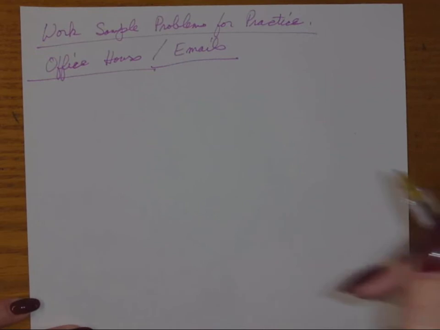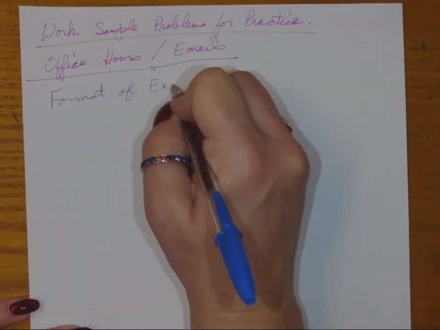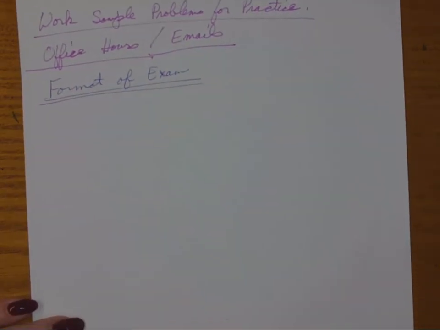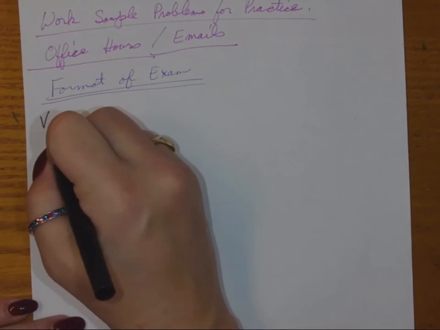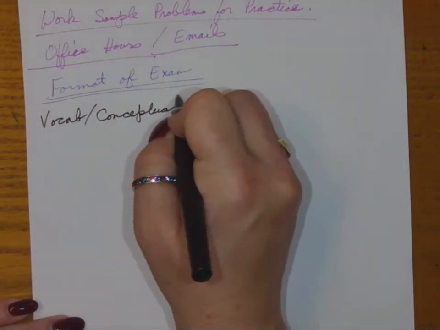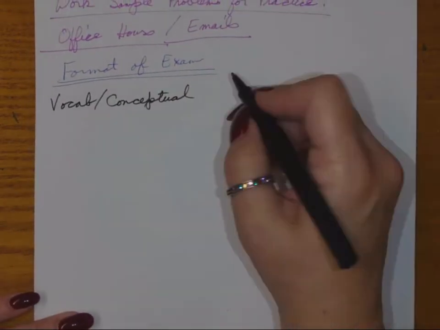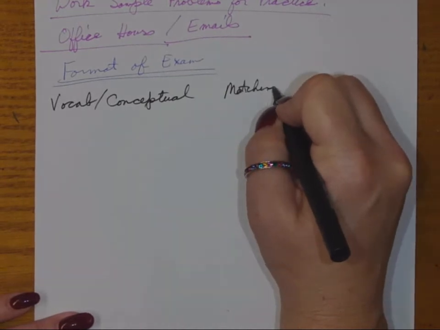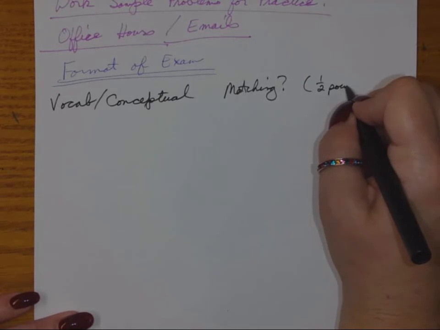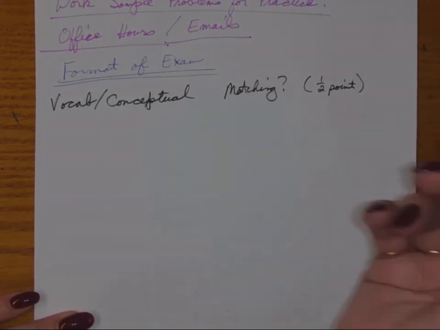Now, format of the exam. On this first test, because it's vocabulary and conceptual questions, I tend to have a variety of questions on the test. For instance, I might have a matching section. If I do, those are worth 1/2 of a point each. So they're not worth a lot. Don't spend so much time with them. Kind of go with your gut and move on.